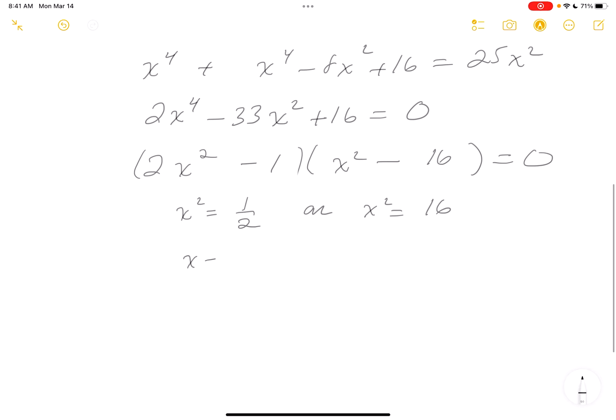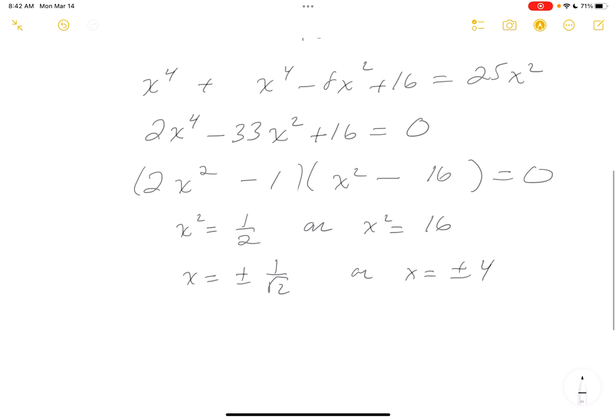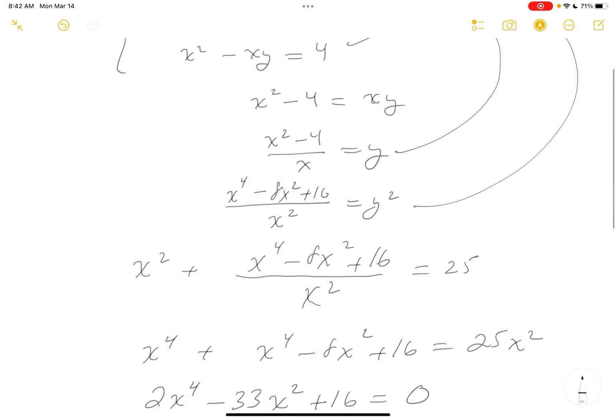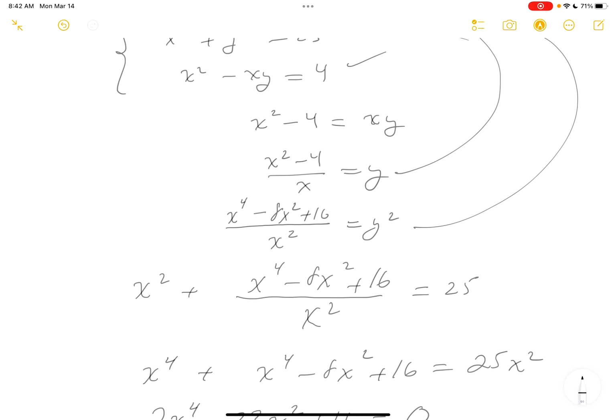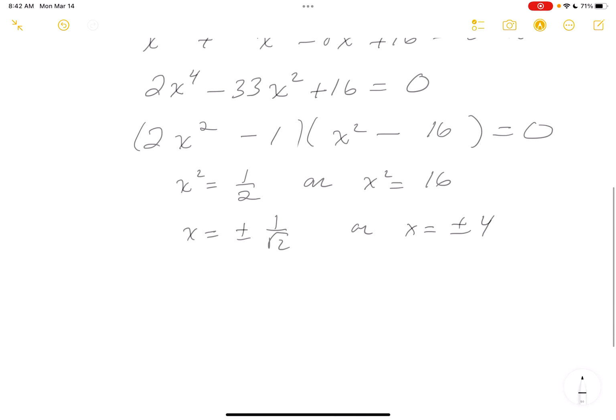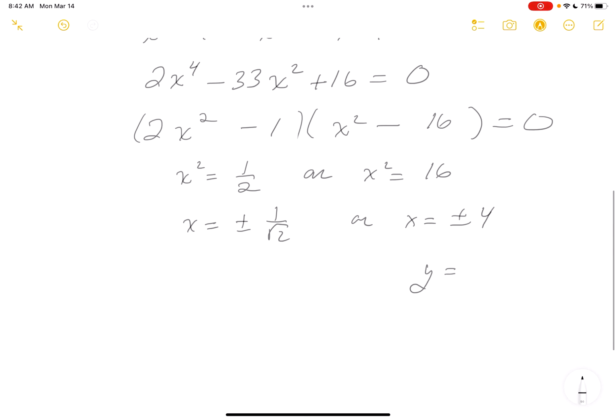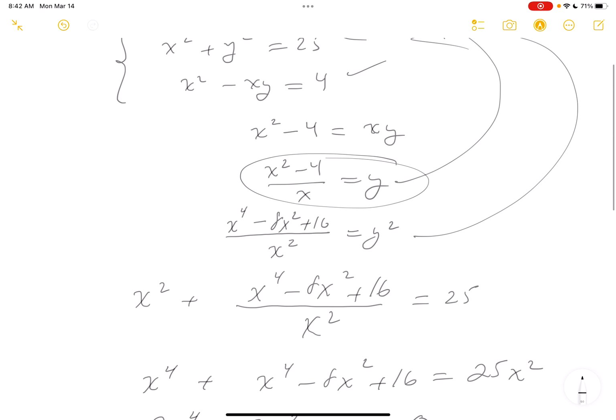What's x going to be? Plus or minus 1 over the root of 2, or x is equal to plus or minus 4. Now certainly, someone says, is that the answer to the question? The answer to the question is going to be an ordered pair x and y. So what I want to do is go back up here and talk about how to get the y now. And what do you get over here? y is going to equal (x squared minus 4) over x. Let me show you where that is. That's right over here. We're using this to get the y.